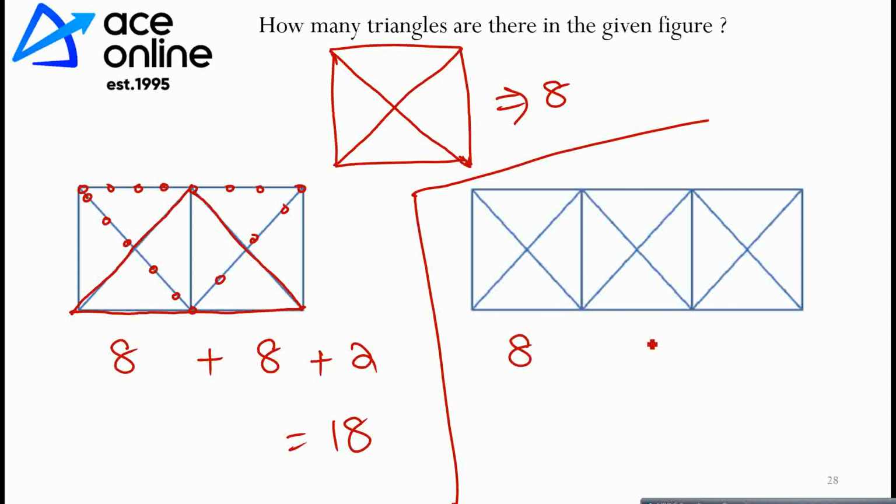8 here, 8 here, 8 here. The combination, okay, in the combined one, 2. So 8, 28 is the correct answer. Second, next one is 28.